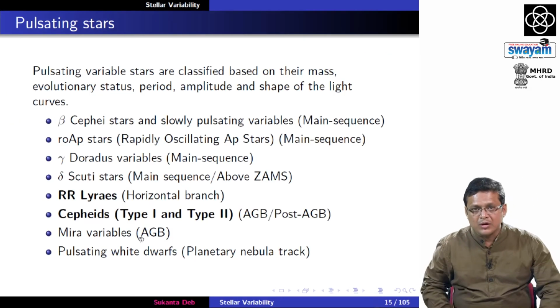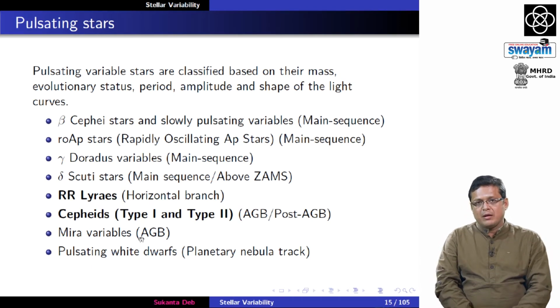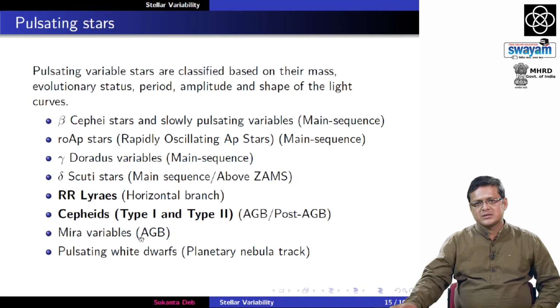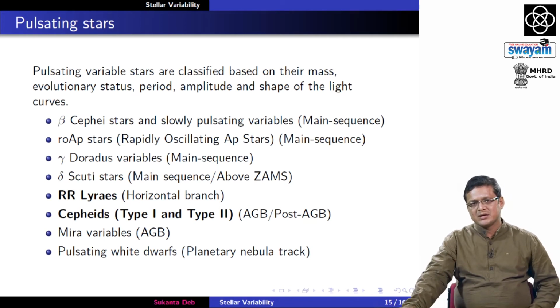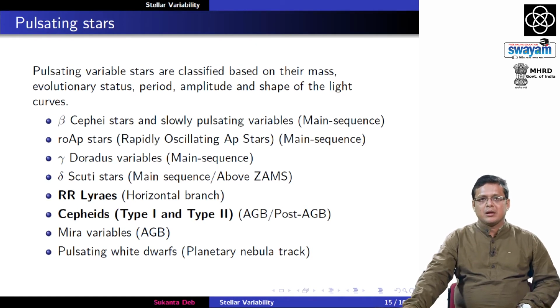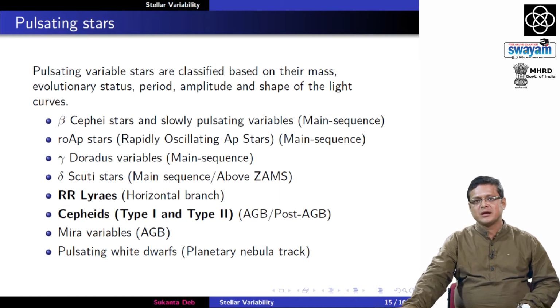Now, we will be talking about pulsating stars. Pulsating stars are classified based on their mass, evolutionary status, period, amplitude and shape of the light curves. In the HR diagram, these stars are mainly classified into beta Cephei stars and slowly pulsating B variables. Then we have roAp stars, rapidly oscillating Ap stars, gamma Doradus variables, and delta Scuti stars. All these four types of stars are located in the main sequence.